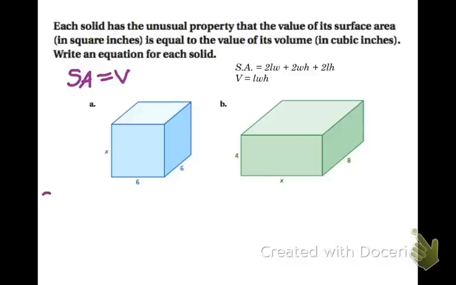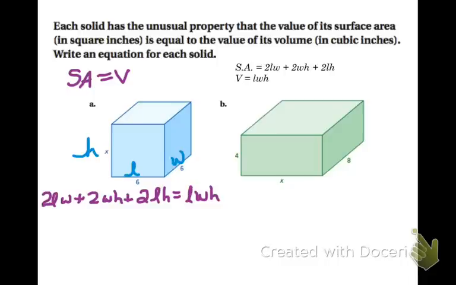So we could have 2 length width plus 2 width height plus 2 length height is equal to the length, the width, and the height. I always like to assign which one is which. So if I said this bottom one is the length, this side is the width, then that would make this one the height. And then I can substitute those numbers in.